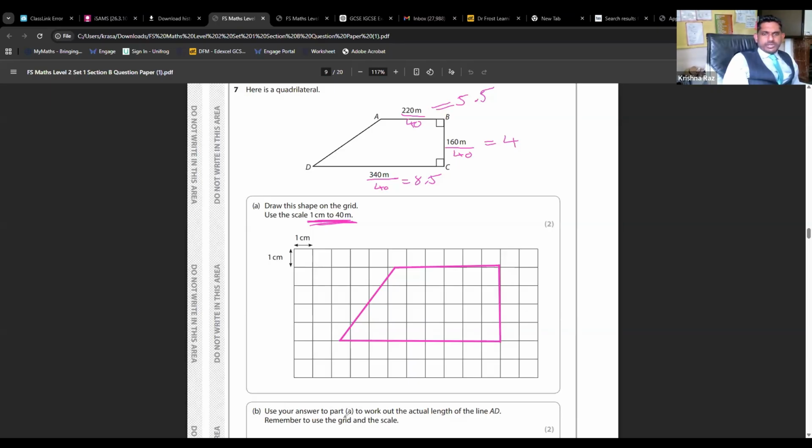Now part B. Use your answer part A to work out the actual length of the line AD. Well, it's saying that we can measure this and then multiply the answer by 40 to get it into meters. That said, I think you're all able to probably use Pythagoras to do it. Yeah, so if we use Pythagoras, we can figure out the missing length. So that must be 120. That is 160. So we can do this.